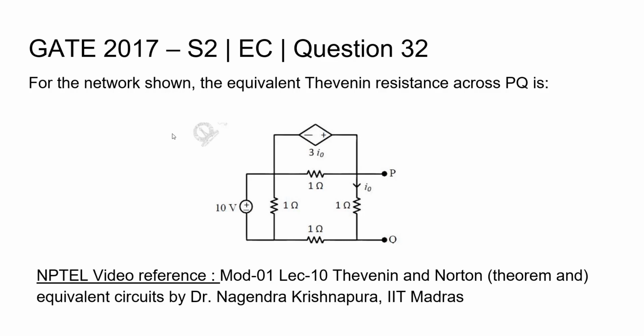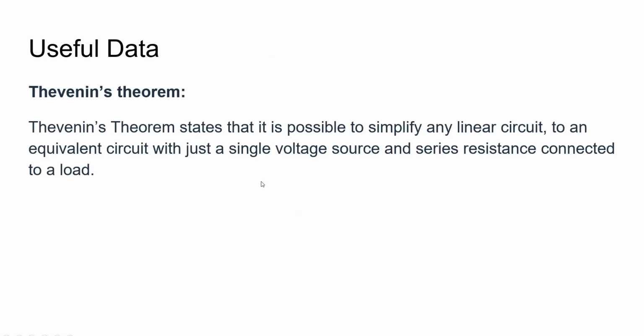Let's have a look at Thevenin's theorem in order to solve this problem. Thevenin's theorem states that it is possible to simplify any linear circuit to an equivalent circuit with just a single voltage source and a series resistance connected to the load. So, any complicated network can be replaced as a series network of a voltage source, which is Thevenin's voltage, and a series resistance, which is Thevenin's resistance, connected to a load. Let's make use of this concept and solve this problem.